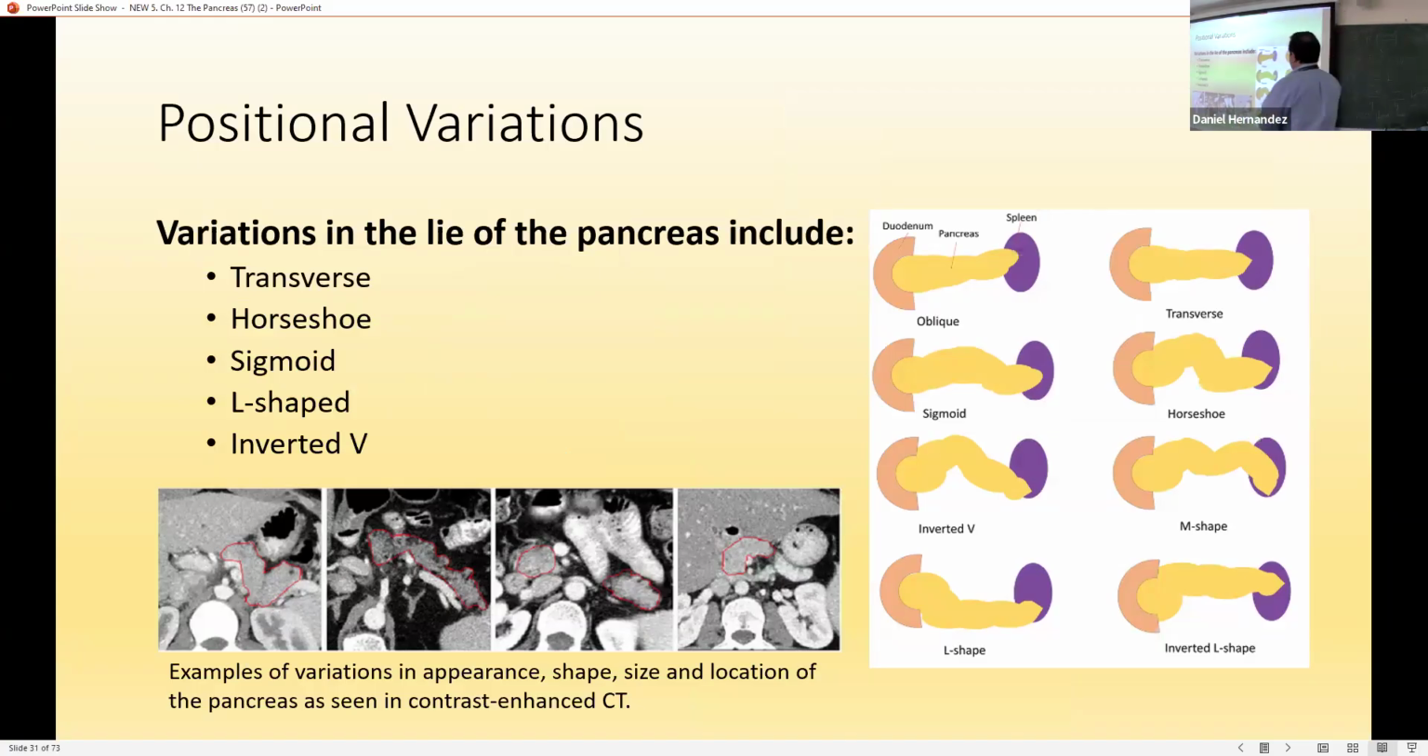There could be some positional variations in terms of the lie of the pancreas. This is just going over some of the various potential differences in lie. You guys have experienced some of that. Some of you guys, they're a little more tailed out. Some of your pancreases are a little more inverted, maybe a V shape. So again, not everyone's the same.